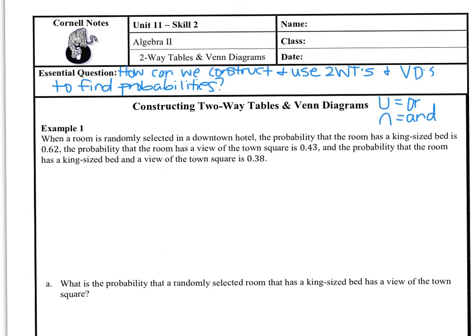If you're watching this video, you should be watching Unit 11, Skill 2, Two-Way Tables and Venn Diagrams. So please pause the video to write down your essential question. How can we construct and use two-way tables and Venn diagrams to find probabilities? So pause the video, write that down.